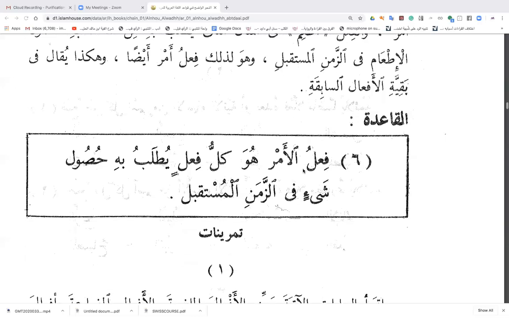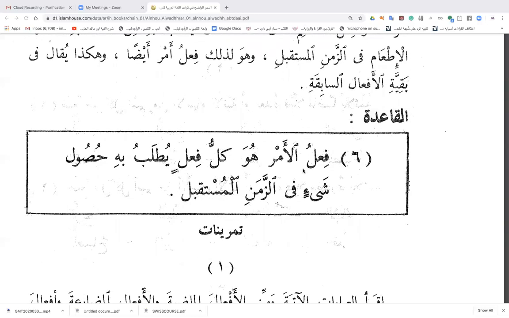القاعدة, the rule, فعل أمر أو فعل الأمر هو كل فعل يطلب به حصول شيء في الزمن المستقبل. That a verb which is an order is every verb in which someone is requesting that an action happen in the future.